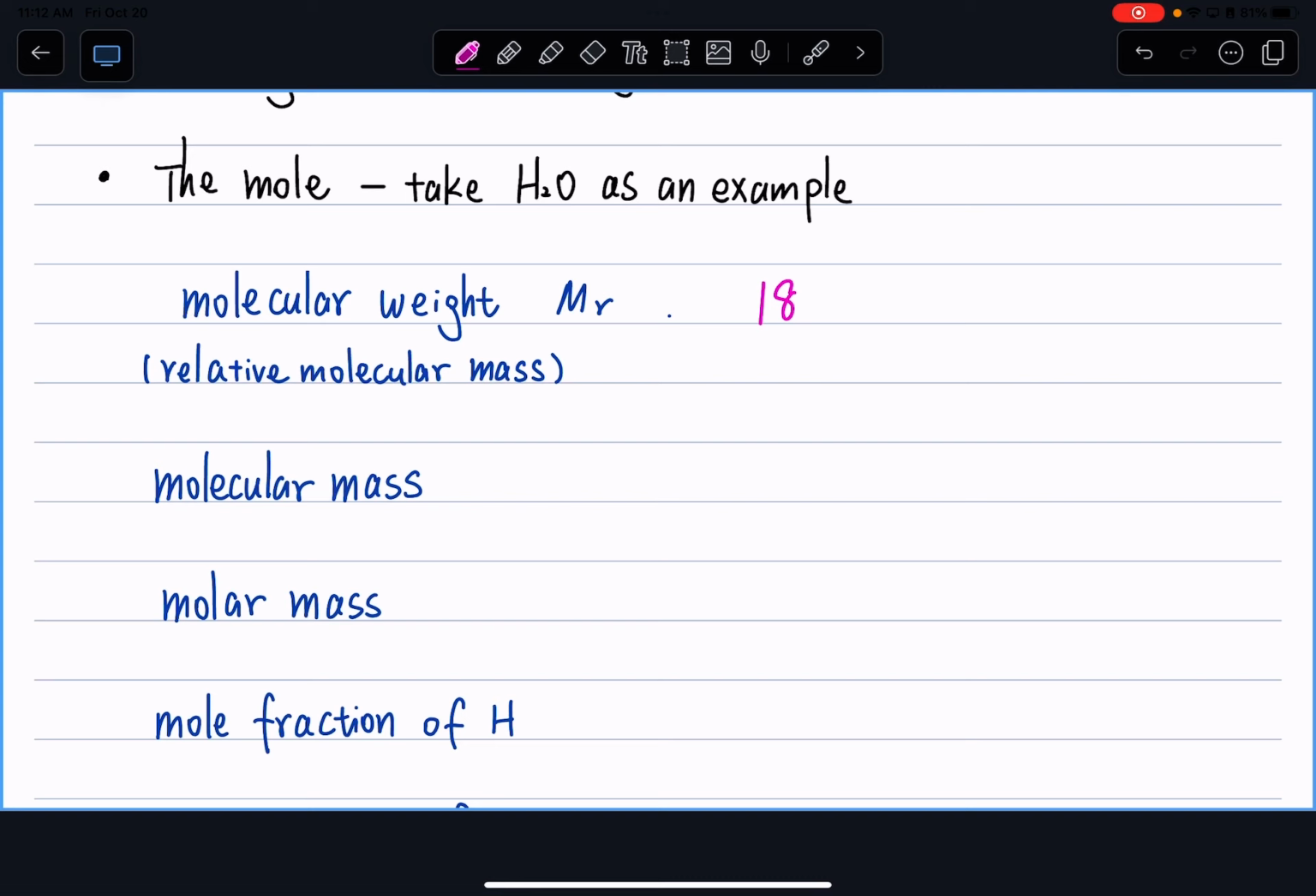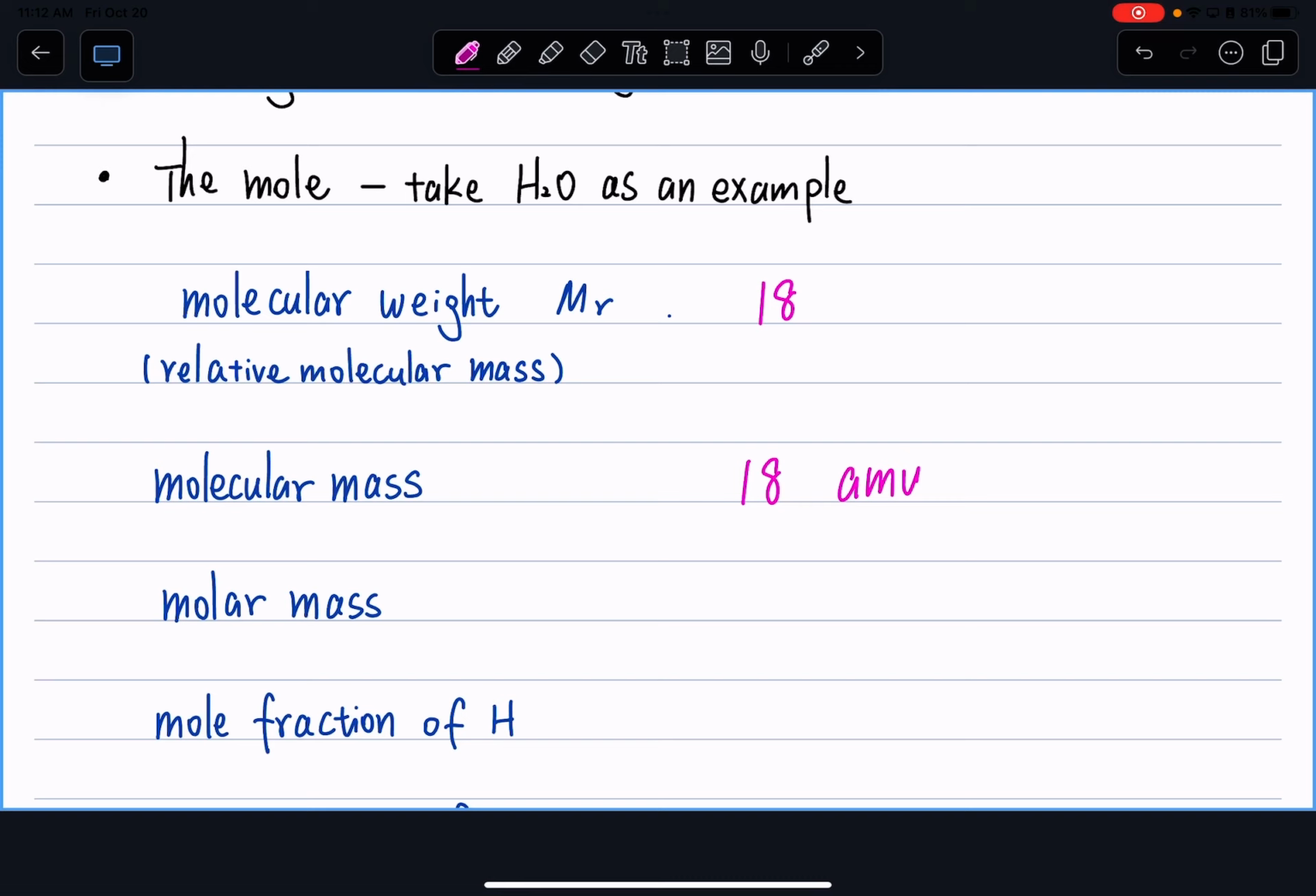Now for molecular mass, this one is talking about the actual mass of one molecule of water. So in this case, molecular mass equals the mass of one molecule of water. So it will have a unit. In this case, its unit is AMU, atomic mass unit.